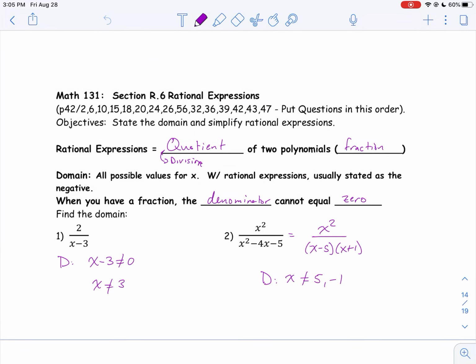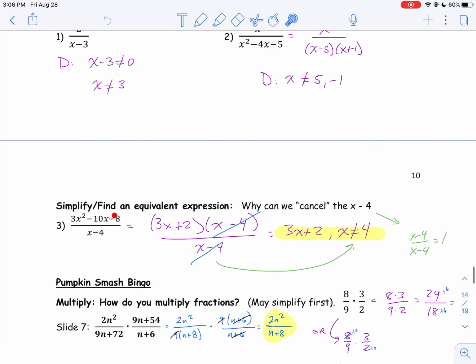Rational expressions. These are just quotients or a division of two polynomials. So you want to think fraction here. You could see a couple of examples here. These are rational expressions. They have an x in the denominator. You see that? And they're both fractions. Here we go, rational, rational, rational.